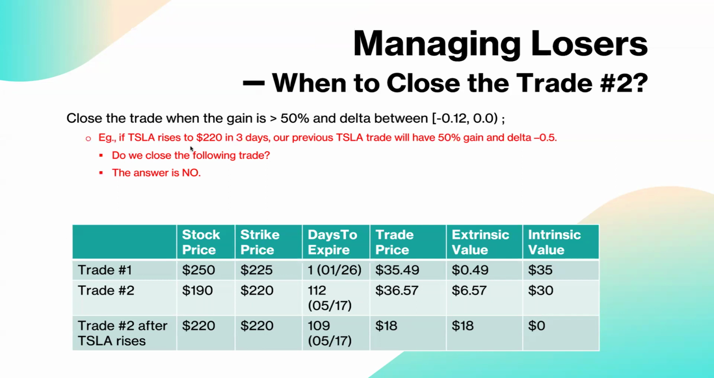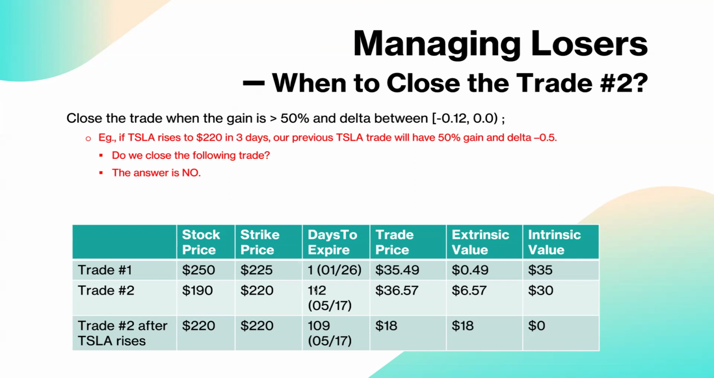If Tesla rises to 220 in 3 days, then our previous Tesla trade will have a 50% gain. And at this point, delta is minus 0.5. So do we close this trade or not? The answer, simple answer, is no. And the reason is because delta is not between minus 0.12 to 0. And another way to explain it is if you close this trade right now, you are going to lose a lot of money.